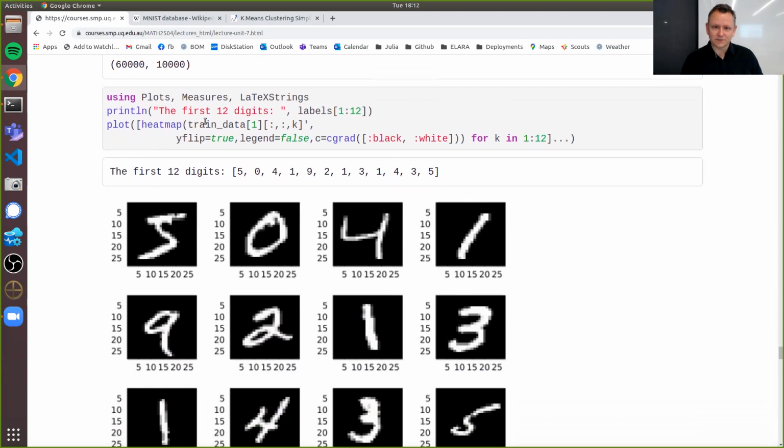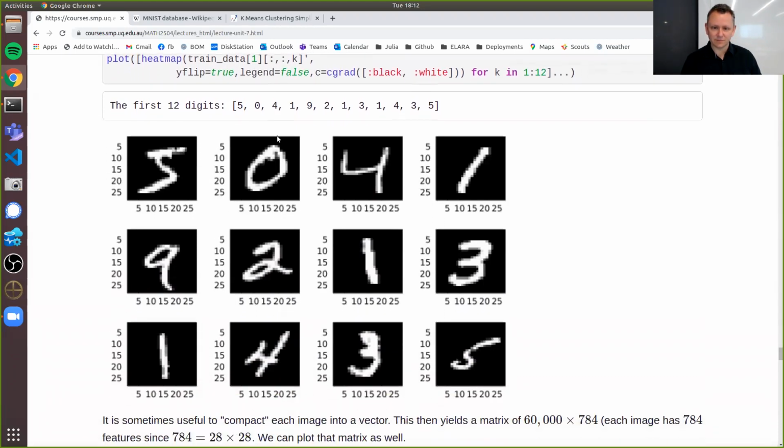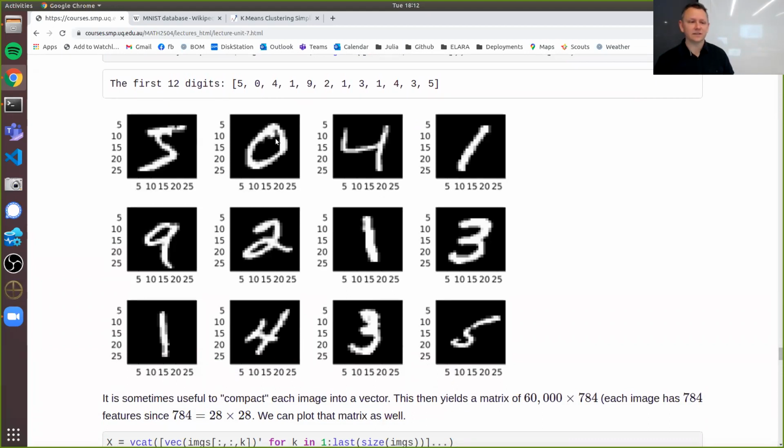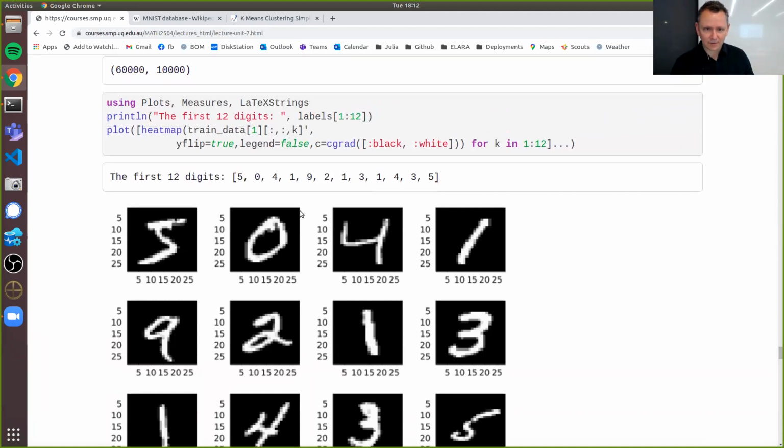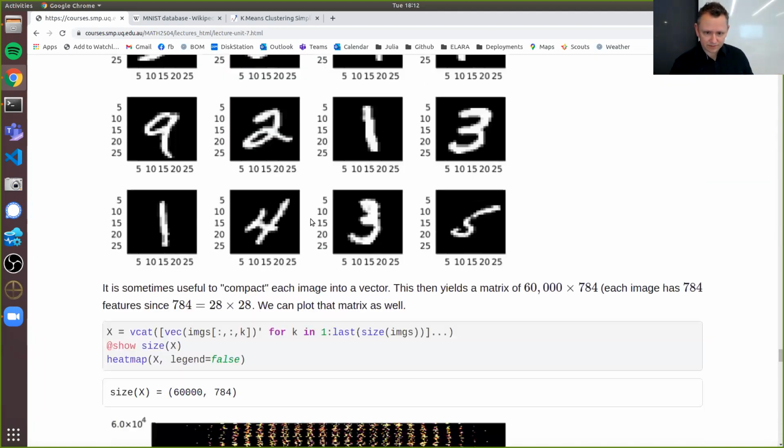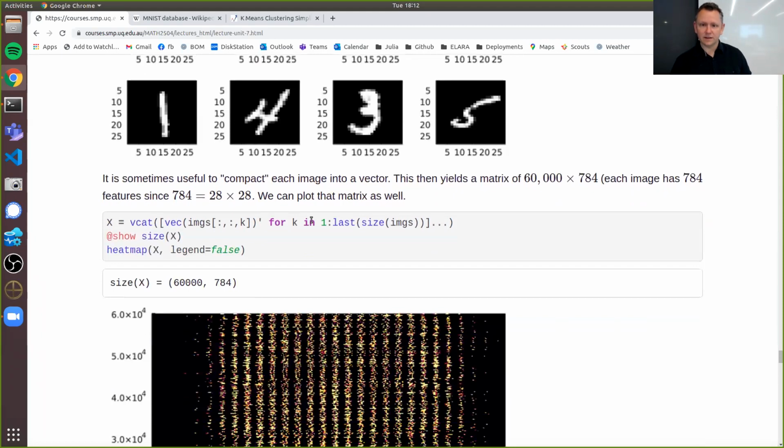So if we just look at the first 12 digits from this and we print them to the screen, this is what it looks like. It's a pixelated image. They're kind of low resolution. We've got this written down here somewhere. The images are 28 pixels by 28 pixels. So there's 784 pixels per image.